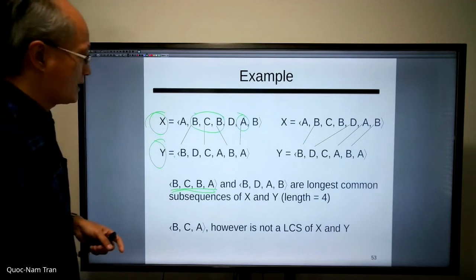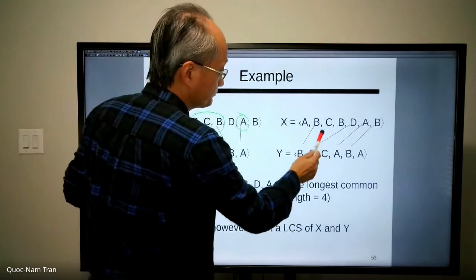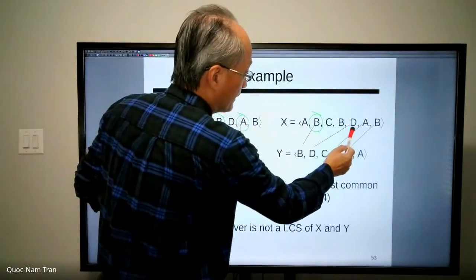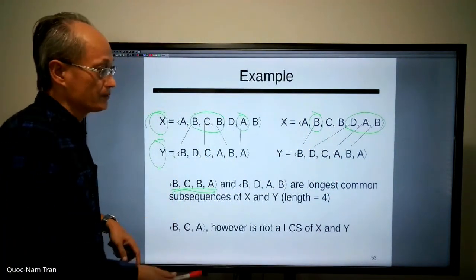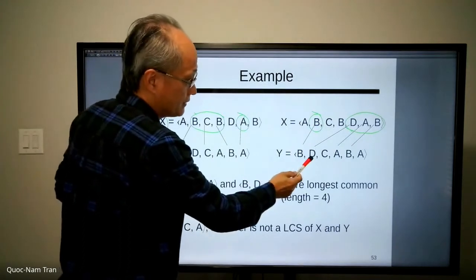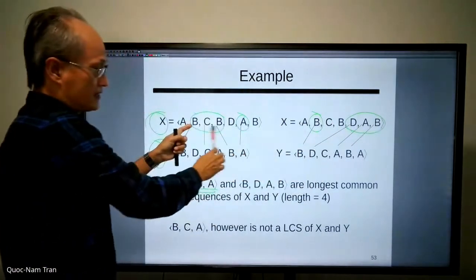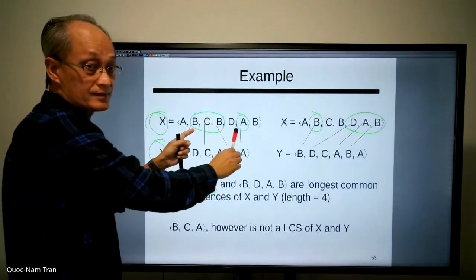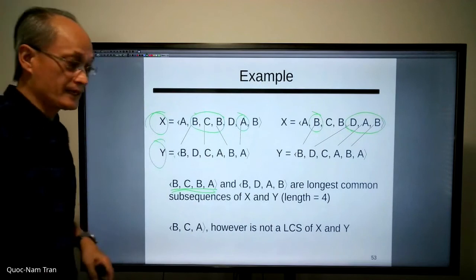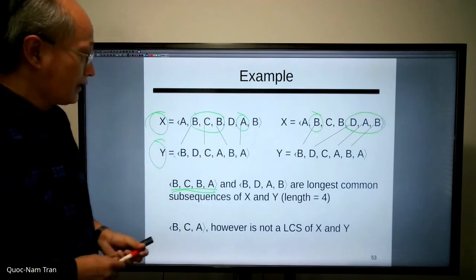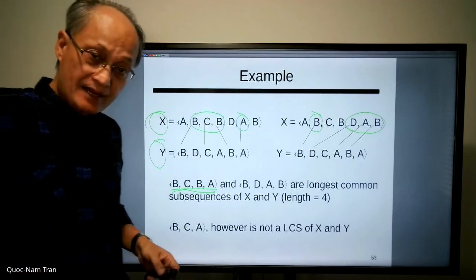Another example, using the same sequences: if we pick B and then D, A, B, that is also a longest subsequence because here you also have B, D, A, B, right? And this one has 4 letters. It's the same as this one, 4 letters. So here we have 2 longest common subsequences of X and Y. All right, so it's the problem we have to solve maybe next time.